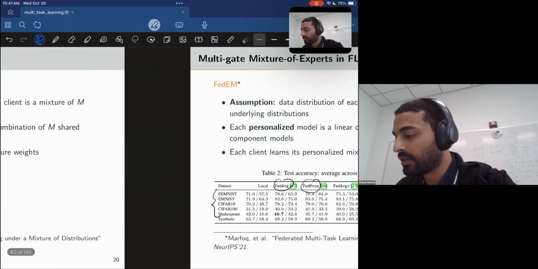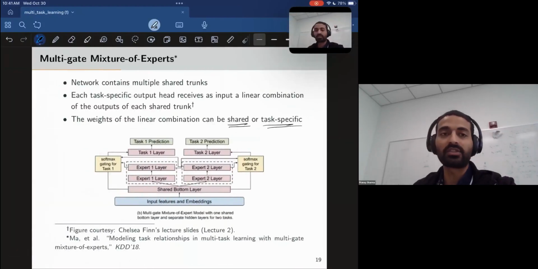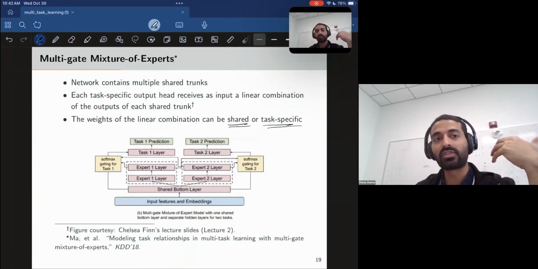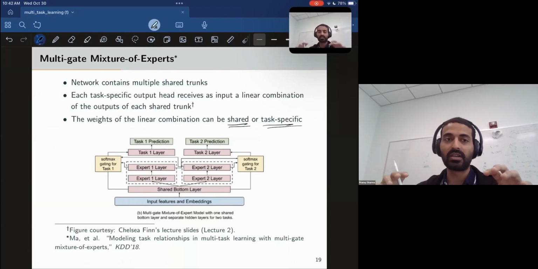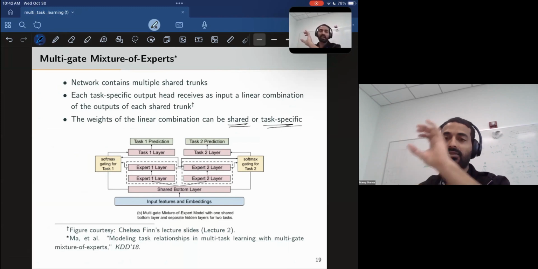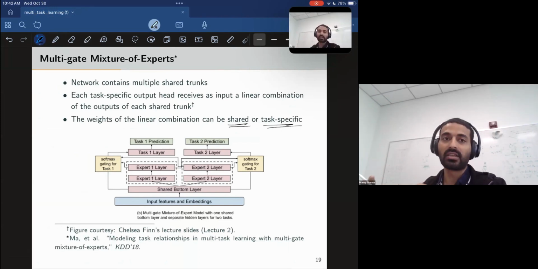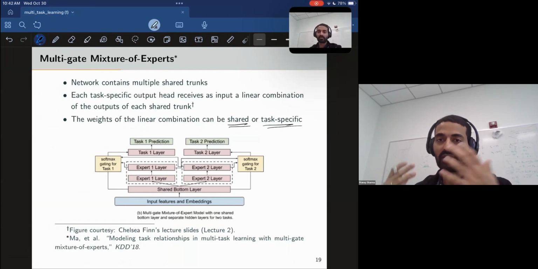Yeah, so it's the same difference as between this mixture of experts and the shared trunk architecture. So FedRep was using the shared trunk architecture. Only the initial layers were shared, and then the final classification heads were client specific. Here, you have a bunch of shared trunks, and then every client is computing its own mixture weights to combine these shared trunks. So it's more general than FedRep.